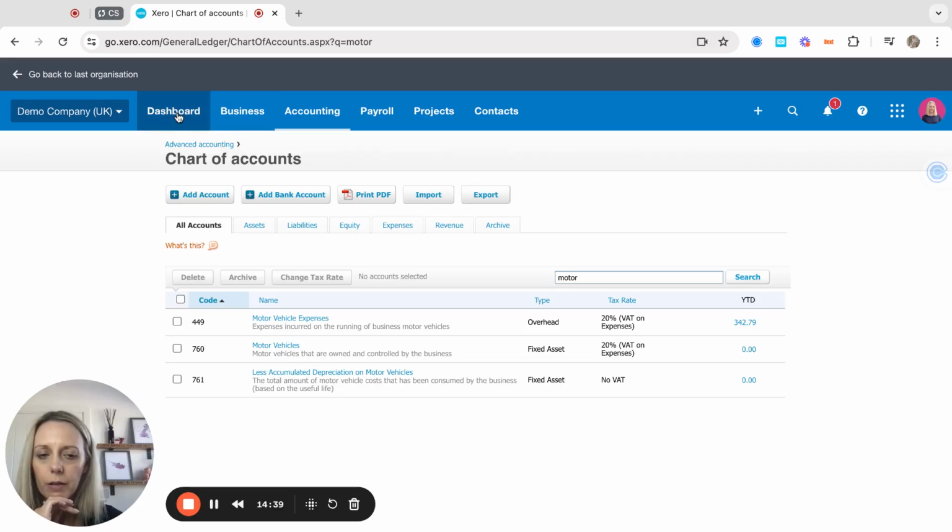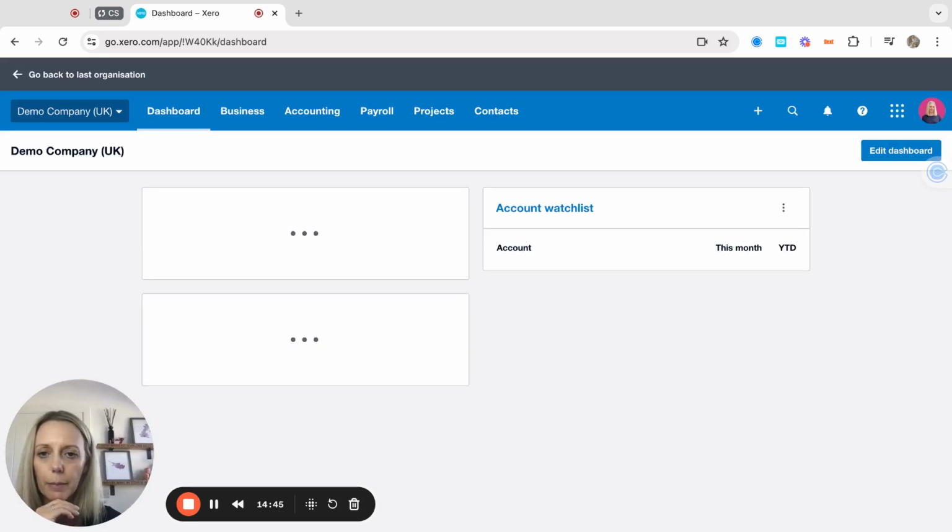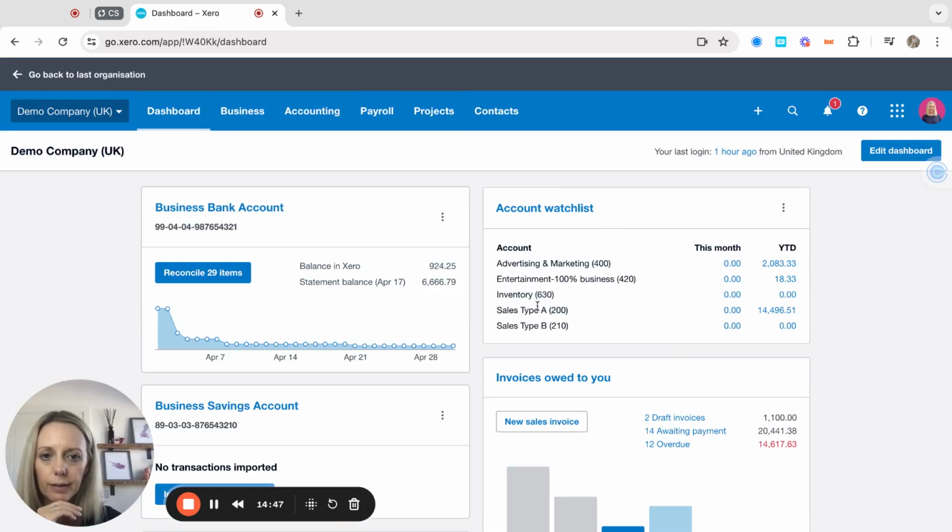So just to go back to that dashboard, the watch list, just so you can see what I mean. We ticked the sales type B. So what you can see here is we ticked it and it's now in there and showing on this watch list. So we can see quickly here what's going on, how much you sold this month and this year to date. So yeah, that's the chart of accounts.